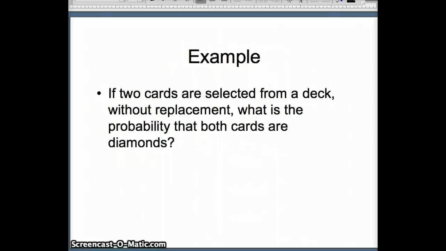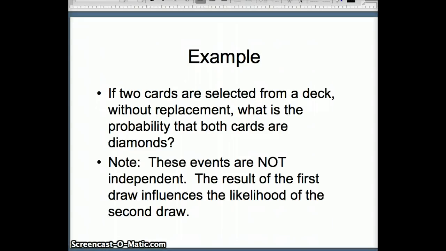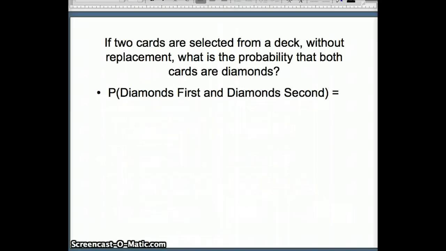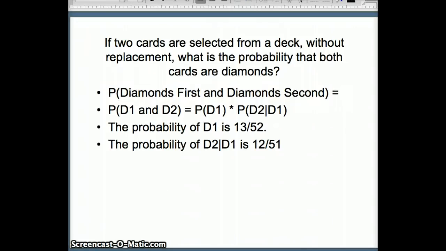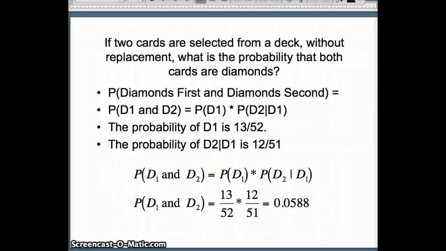Okay, one last question here. If two cards are selected from a deck, what is the probability both are diamonds? Not independent. If you get a diamond on the first, that'll change the likelihood on the second. Diamonds on the first and diamonds on the second. Probability of diamonds on the first times diamonds on the second given diamonds on the first. Diamonds on the first is 13 out of 52. Diamonds on the second given diamonds on the first, 12 out of 51.